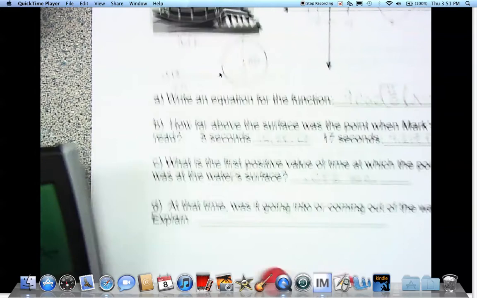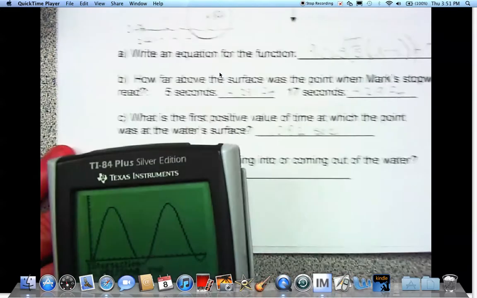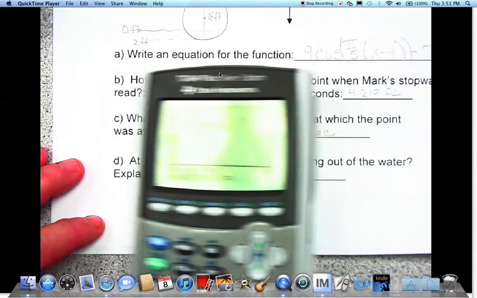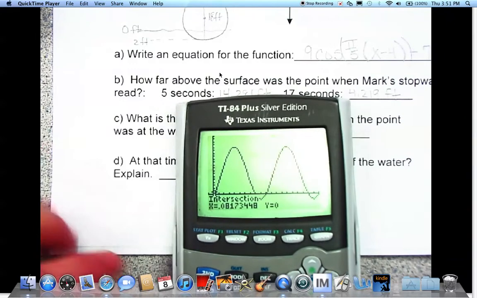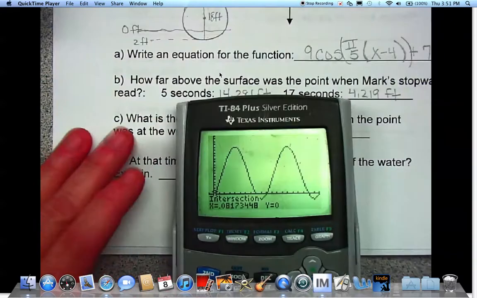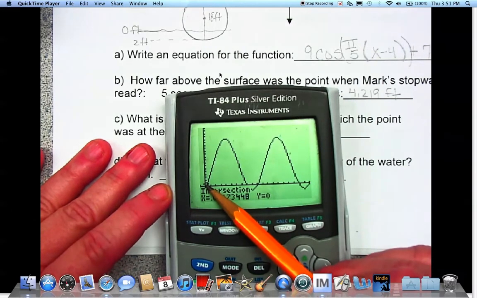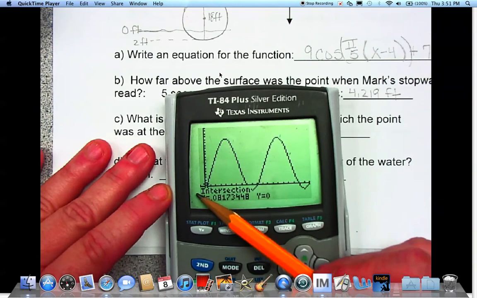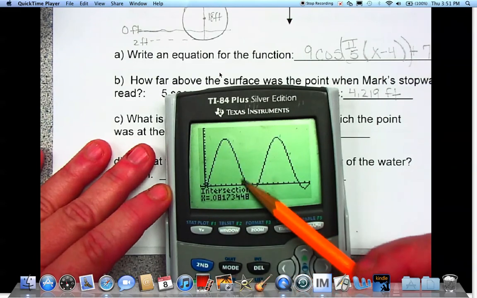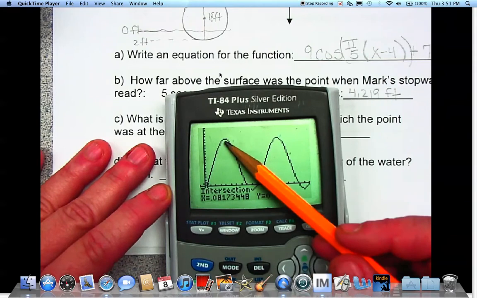At that time, was it going into or coming out of the water? Look at your graph. It just means right at this point. Wasn't it coming out? Yeah, it's coming out of the water, because if it was going into it, it would be going down into the water. So it is coming out at that point.